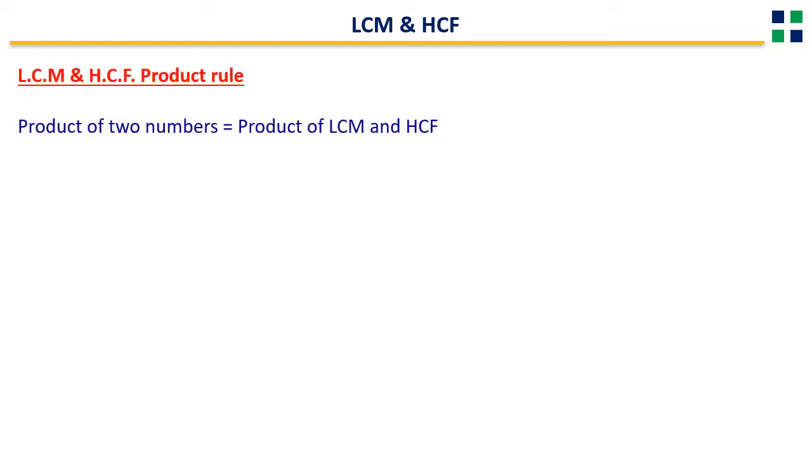LCM and HCF product rule. This rule says that if we take any two numbers, the product of those two numbers is equal to the product of their LCM and HCF. Let us understand this with a simple example.